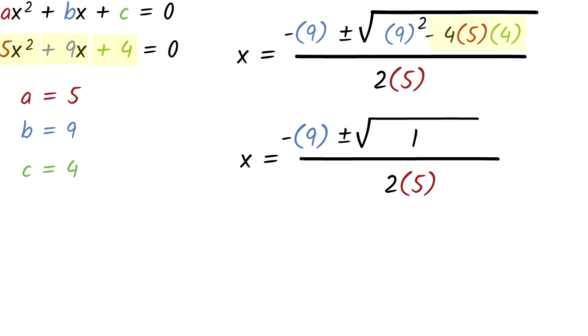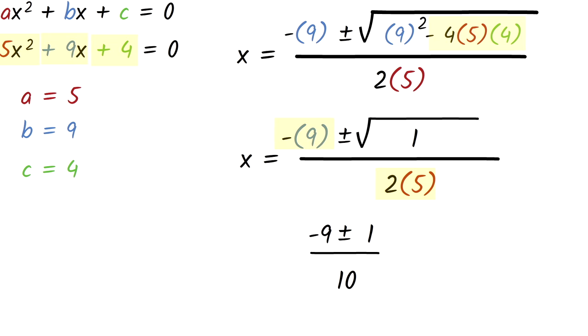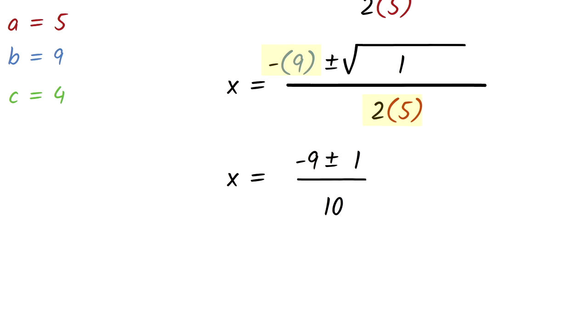We can then find the square root of the 1. Square root of 1 is 1. This part is simply negative 9. The 2 times 5 in the denominator will be 10. So we now have x equals negative 9 plus or minus 1, all over 10.